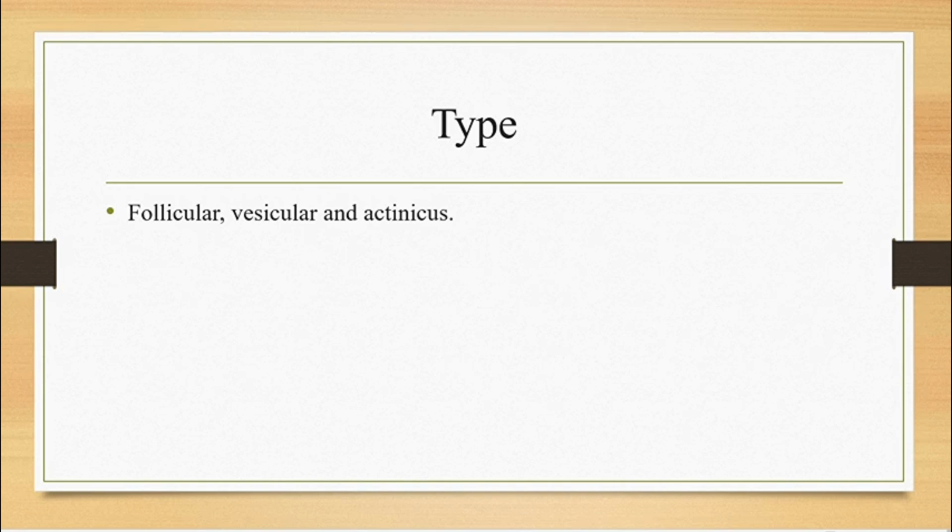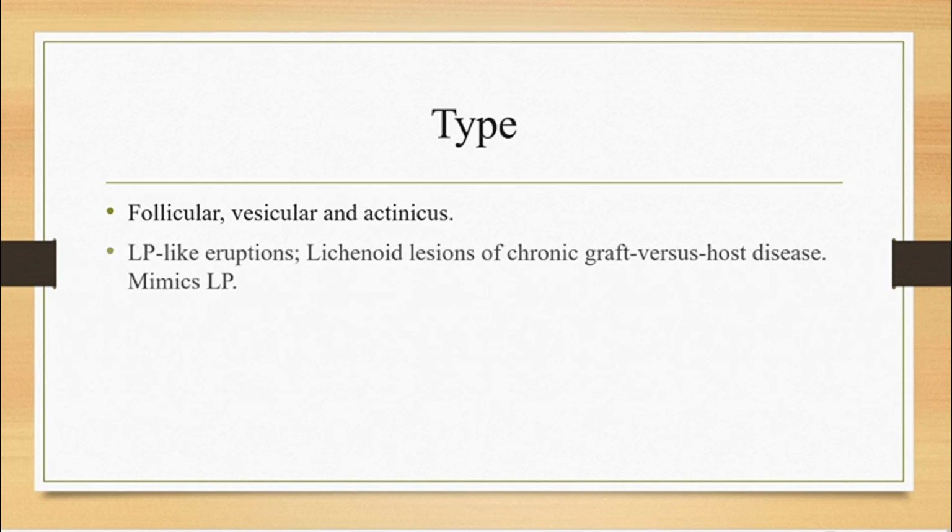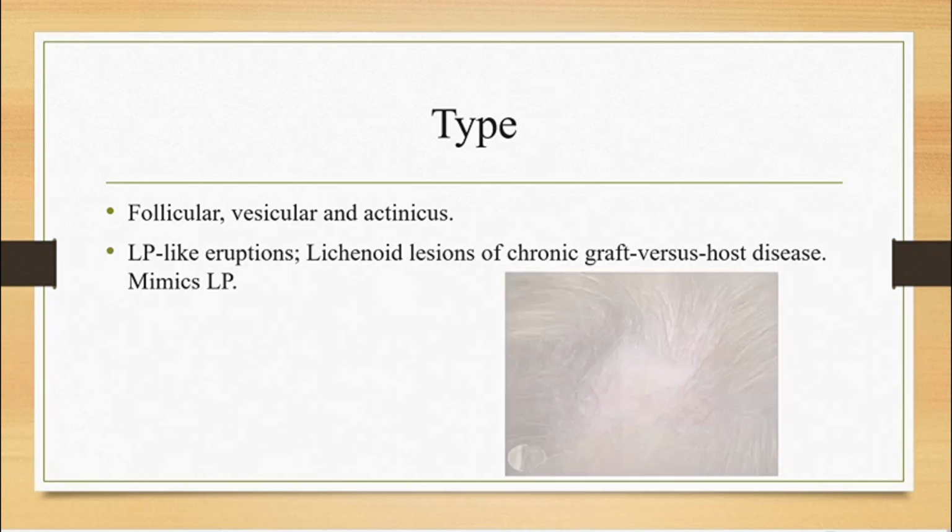Lichen planus-like eruptions are lichenoid lesions, most often due to chronic graft versus host disease of the skin, but can also be due to dermatomyositis and malignant lymphoma. They mimic lichen planus both clinically and histologically, so it's quite difficult to differentiate.